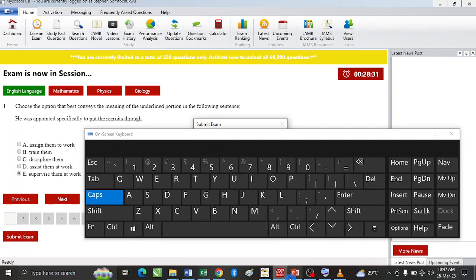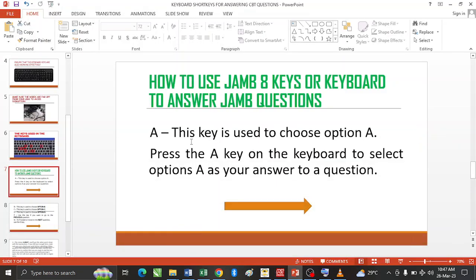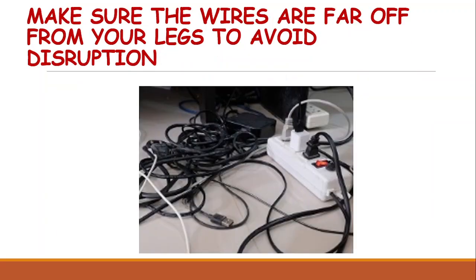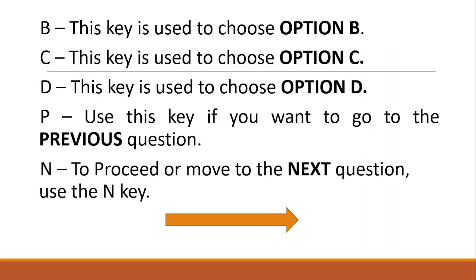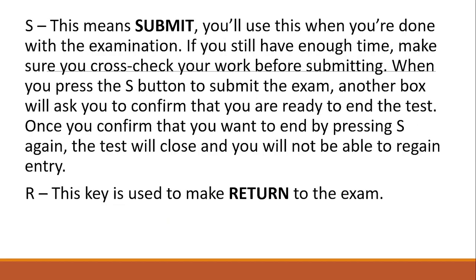Now let me take you back to the explanation class. As I said, the key A is used to choose option A, key B is used to choose option B, key C is used to choose option C, key D is for option D, key P is to go to the previous question, key N is to go to the next question, then key S means submit. You will use this when you are done with the examination.